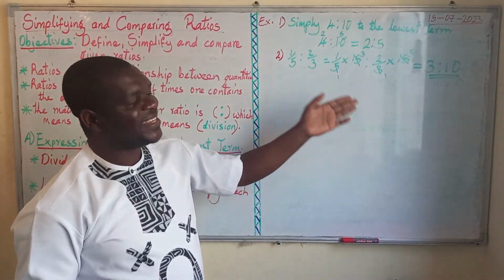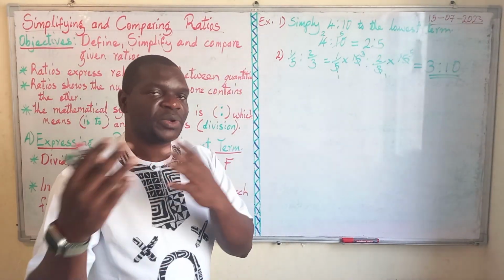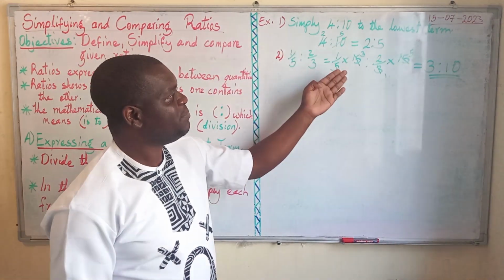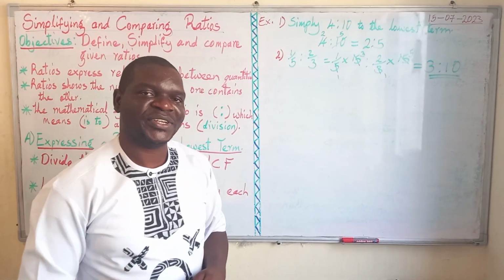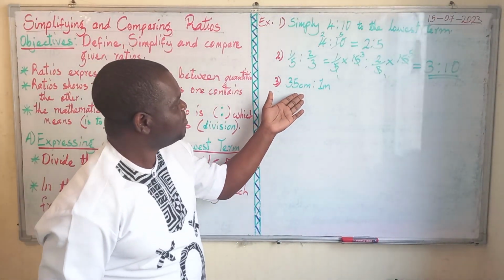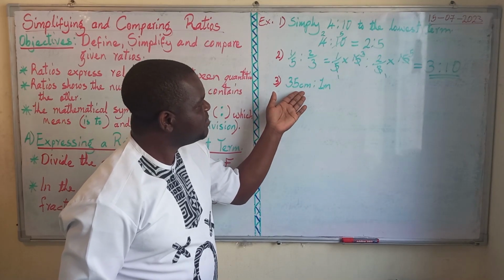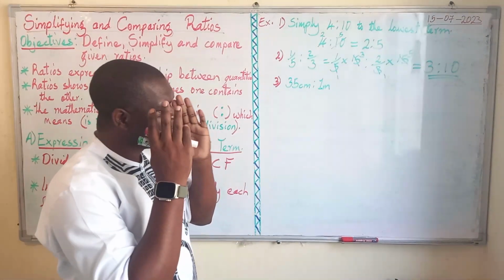Let's move on to find out how we can interpret other questions as far as simplification of ratios is concerned. If you look at the third example, it says 35 centimeters is to 1 meter. Now, something comes to mind.